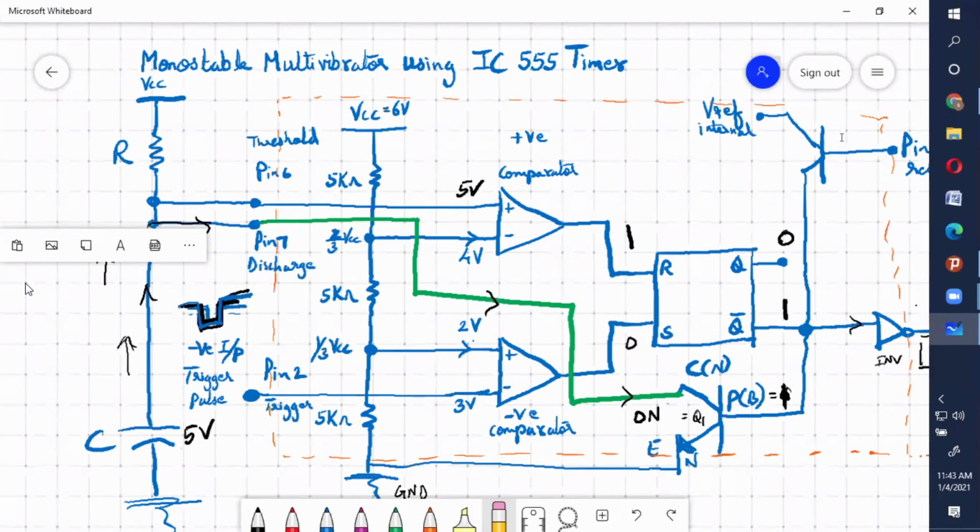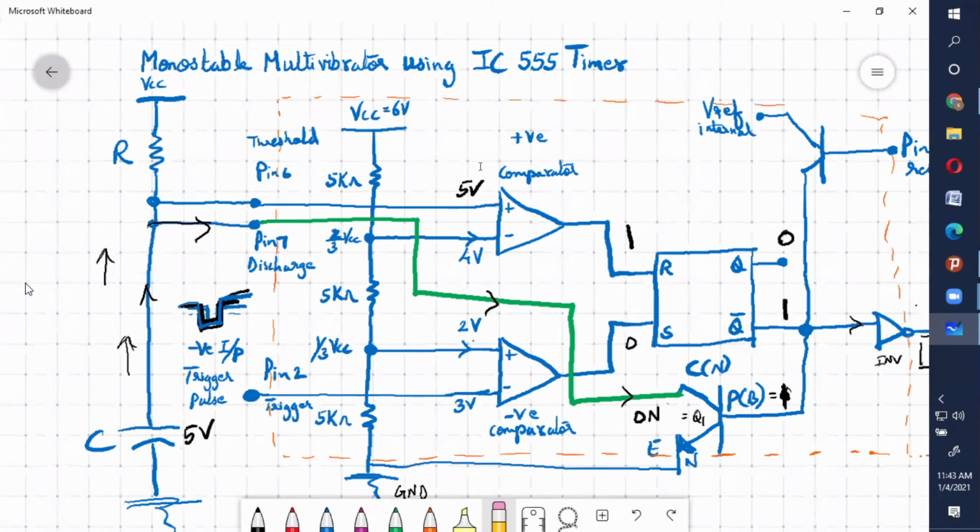Students, this is about monostable. There are some problems based on astable and monostable. We'll solve those, so note down the formulas first.